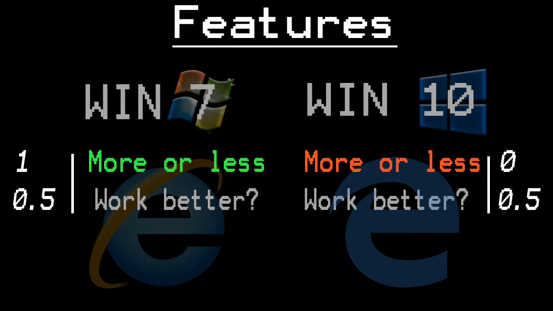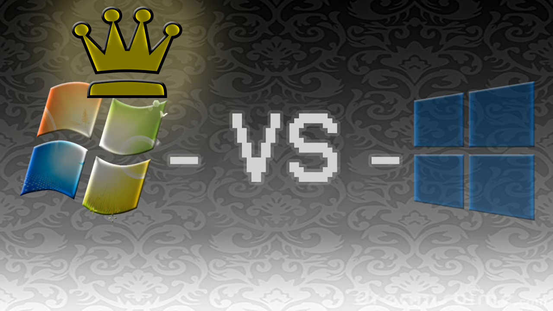And lastly, on to features. Windows 7 had more features, so that's 1 point to Windows 7. Add half a point for the draw on which works better, so that's 1.5 out of 2 for Windows 7, which then simply leaves Microsoft Edge with the one draw, which is 0.5 out of 2. So Windows 7 actually also wins on features.